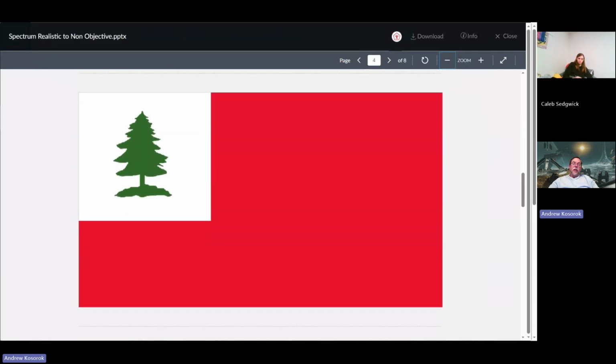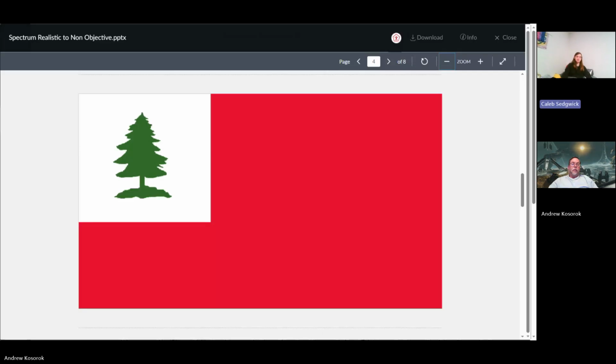Now we go down here. Yeah, we can still identify this as a tree easily. I believe this is the flag of New Hampshire. But Caleb, how would you react if you were out walking and you actually saw a tree that looked exactly like this? All flat green, just the silhouette. Would that be a little freaky to see it in a forest setting? I'd be very surprised, yes.